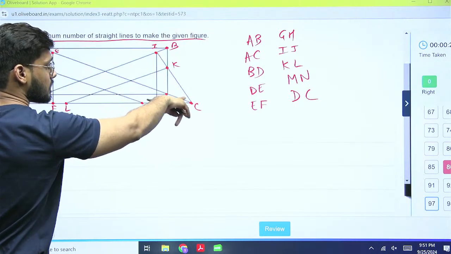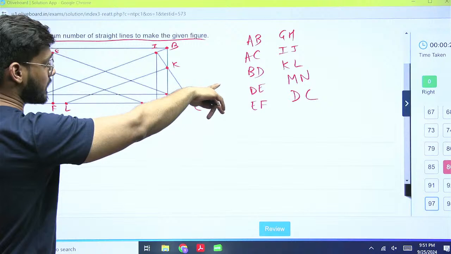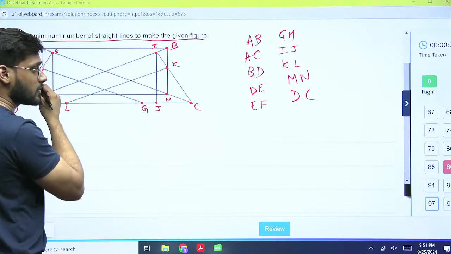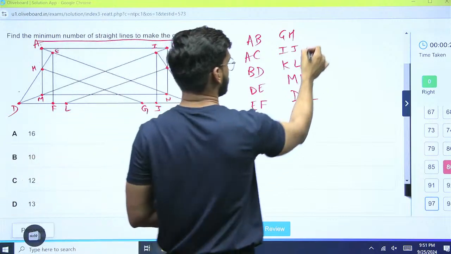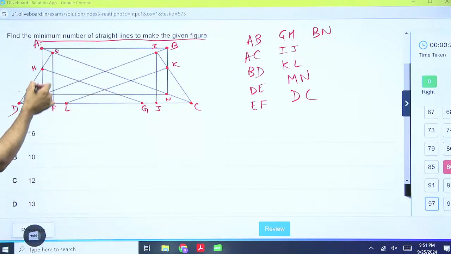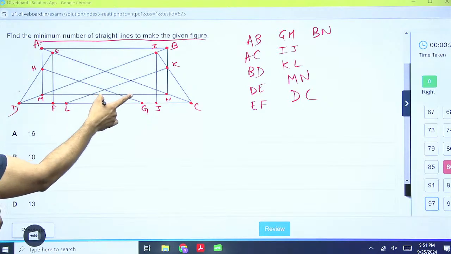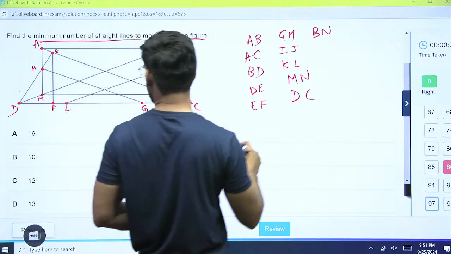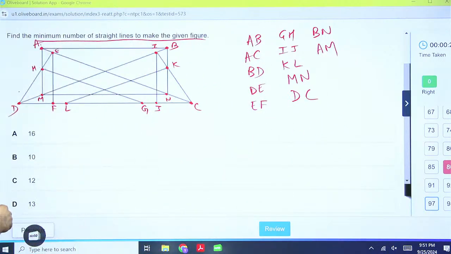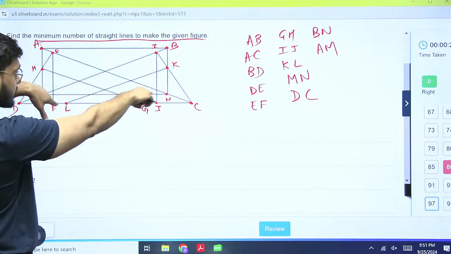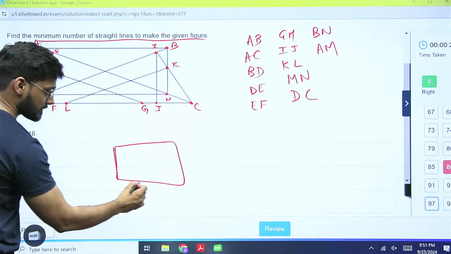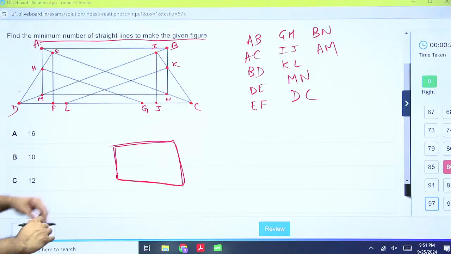B and N? No, we haven't used this point. From B to N. We haven't used this point BN. So one more line we can make, that is BN. And similarly, we can also use A and M. We haven't used this A and M. AM. Right? Because inside it is given a rectangle, and in the rectangle there are 4 lines. This one, this one, this one, and this one. Okay.